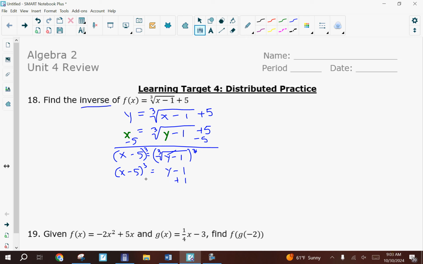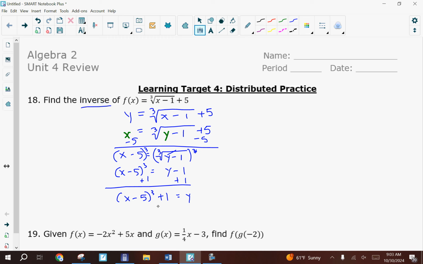Then we're going to add 1 to get the y completely alone. Now that 5 isn't really a 5, it's a 5 to the third power, so I can't add that with the 1. So all I do is copy this down, x minus 5 to the third power, and put the +1 at the end, and then this is what y is.